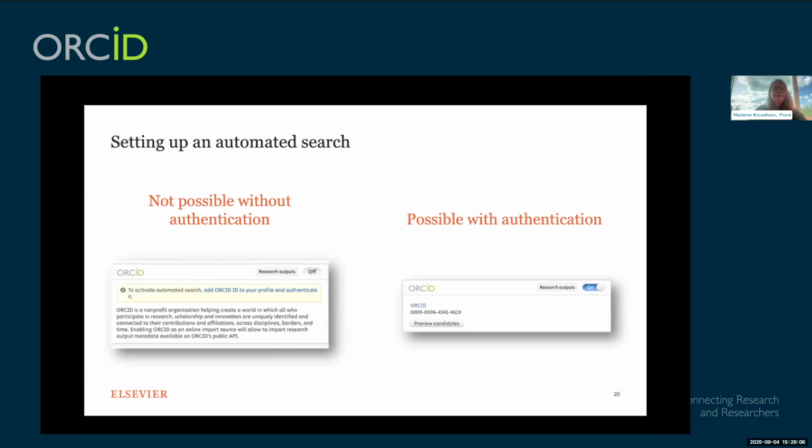Automated search, this is just a screenshot. I mentioned it already. This is how it looks. On the left side, I have a picture of setting up an automated search, but you don't have an authenticated ORCID. We'll let you know that you cannot turn this on until you have done this authentication. On the right side, you can see now we have authenticated, and now we can search by this ORCID ID, and once a week pull in whatever we find that matches these ID numbers.